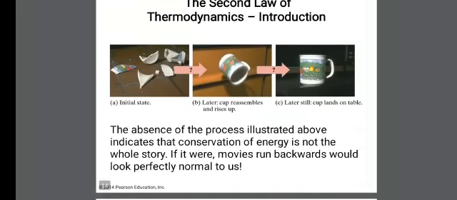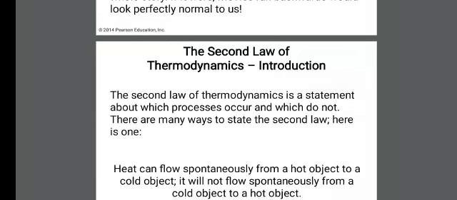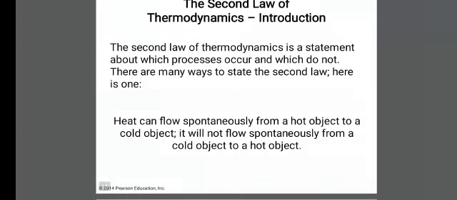Second law of thermodynamics. The absence of processes illustrated above indicates that conservation of energy is not the whole story. If it were, movies run backwards would look perfectly normal to us. The second law of thermodynamics is a statement about which processes occur and which do not. There are many ways to state the second law. Here is one. Heat can flow spontaneously from a hot object to a cold object. It will not flow spontaneously from a cold object to a hot object.